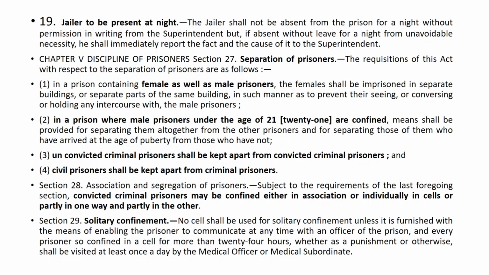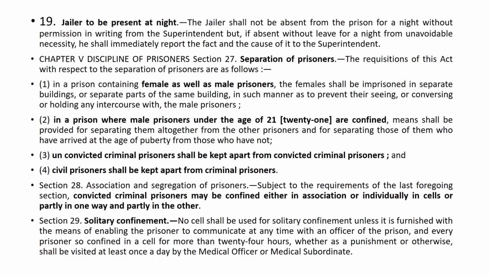Now, it deals with different matters, and most importantly the separation of prisoners is something that is being laid down so far as discipline of prisoners is concerned in section 27. It says that female and male prisoners should be separated. In a prison containing female as well as male prisoners, the female shall be imprisoned in separate buildings or separate parts of the same building in such manner as to prevent their seeing, conversing or holding any intercourse with the male prisoners.